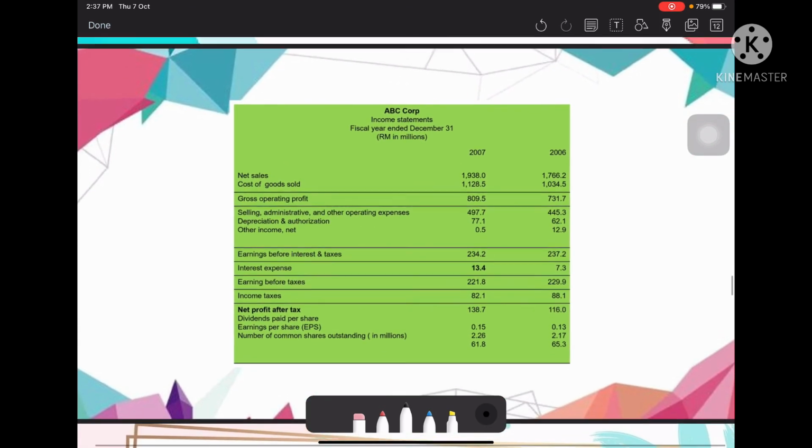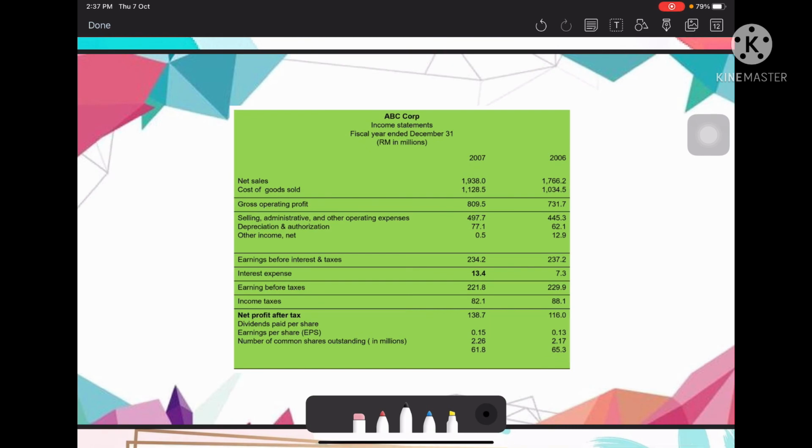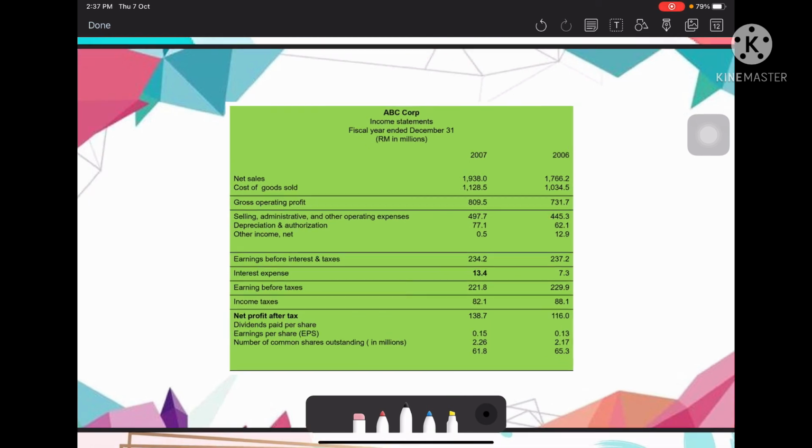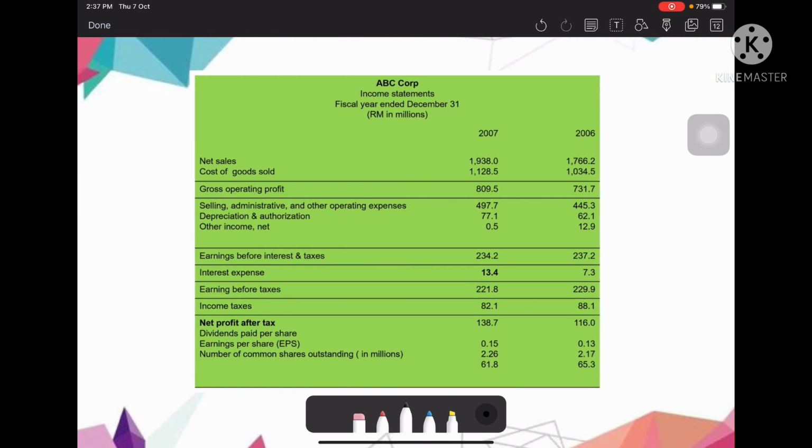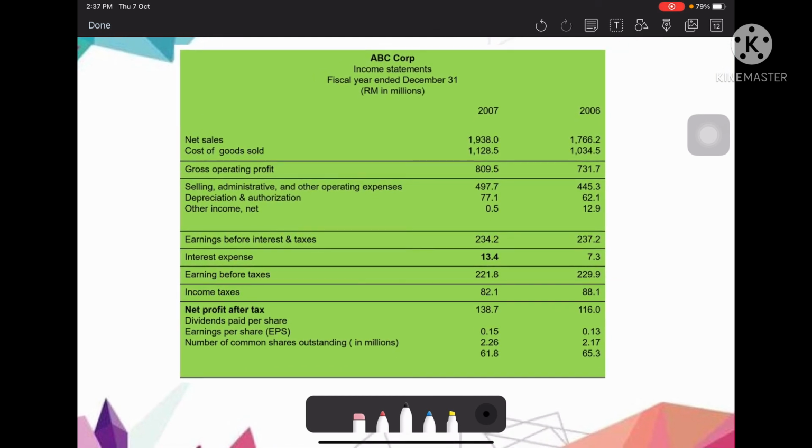This is an example of the income statement. This is just an example. Let me enlarge it a bit so that you can see. Item number 1, the net sales. The net sales is the revenue. We minus the cost of goods sold and then we get the gross profit. Then minus the other expenses.